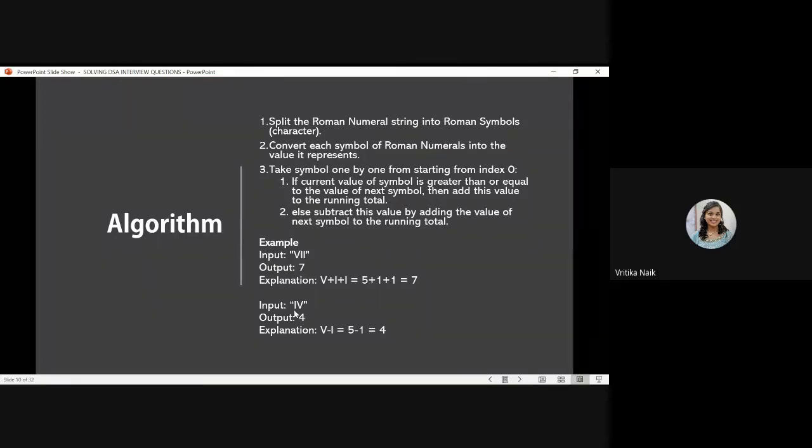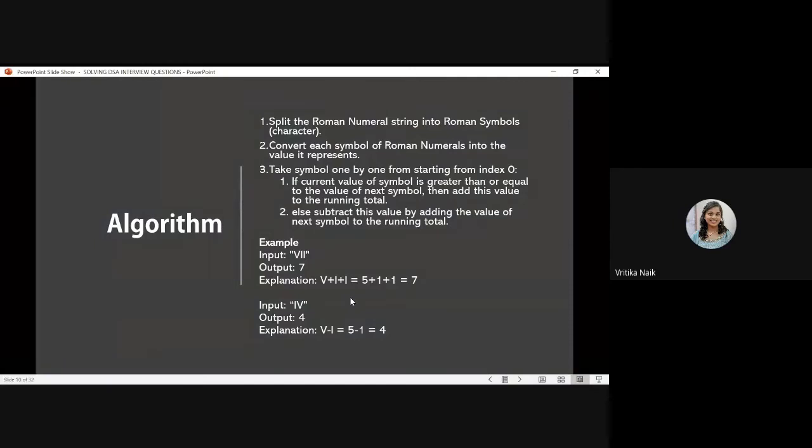In this case, there's an I and V. I is smaller than V, that is 1 is smaller than 5. So you take the second number and subtract the first from the second, which is 5 minus 1, that is 4. I hope this part is clear. Is it clear to all of you? Type yes. Yes, ma'am. Type yes.